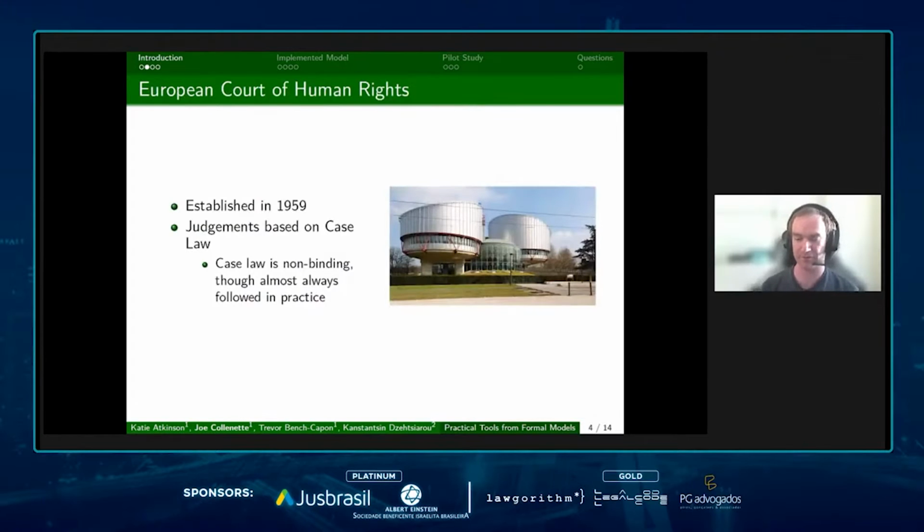So just a brief introduction on the European Court. It was established in 1959, and it makes judgments on whether a member state has breached the European Convention on Human Rights. Decisions are mostly based on previous cases, such as in case law, but there is no specific requirement for the court to follow that in practice.